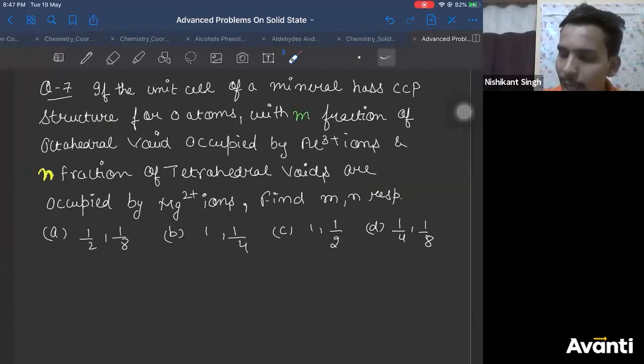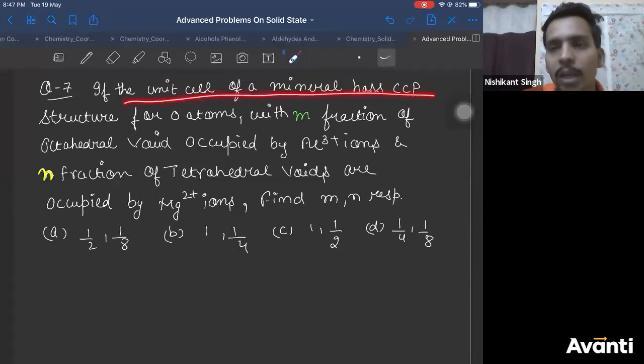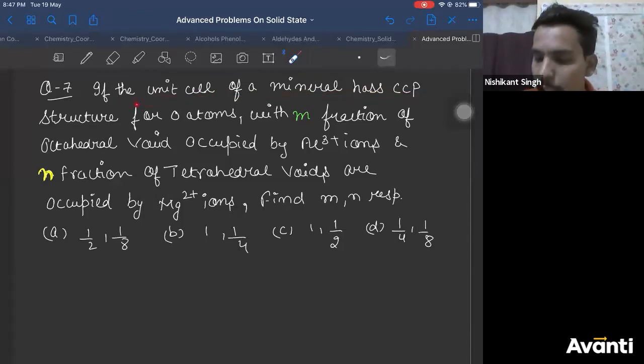Right. Let's take the last question of the day. This is a previous year advanced question, I think. This is based on octahedral and tetrahedral void. Let's finish this fast. Vismay, 3 more minutes, beta. If the unit cell of a mineral has a CCP structure for oxygen atoms, matlab oxygen atoms go to FCC. This is given. And M fraction of octahedral void is occupied by Al3+ ion.